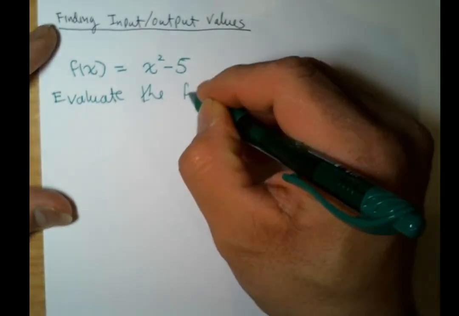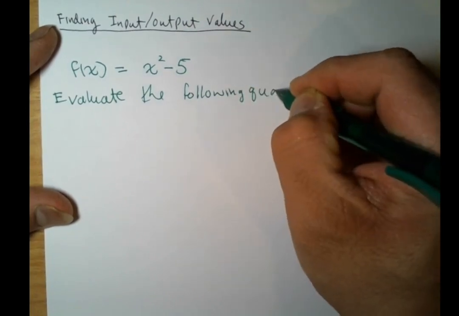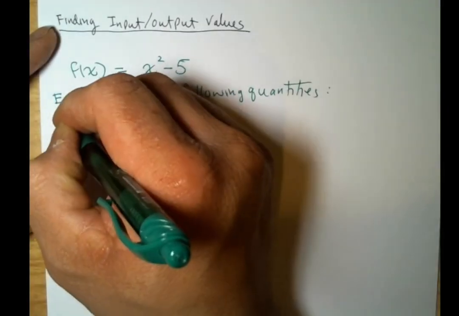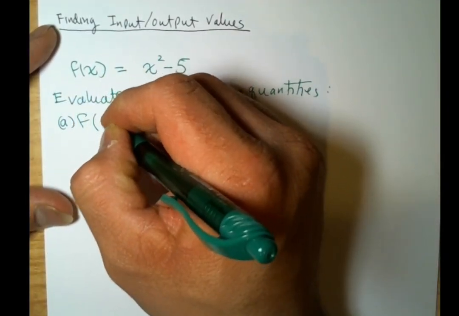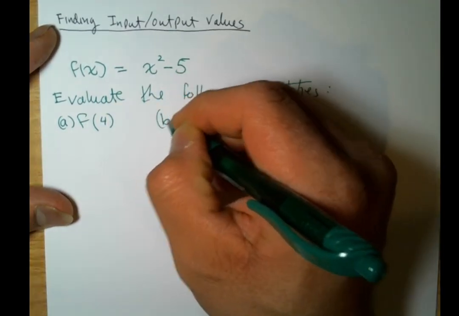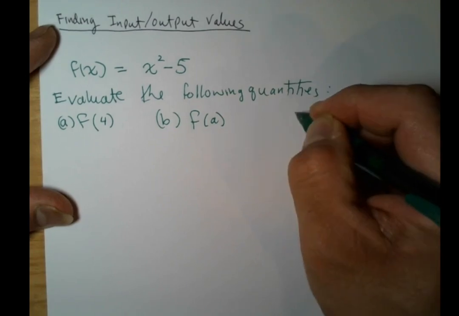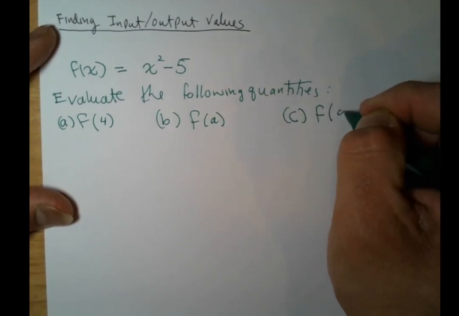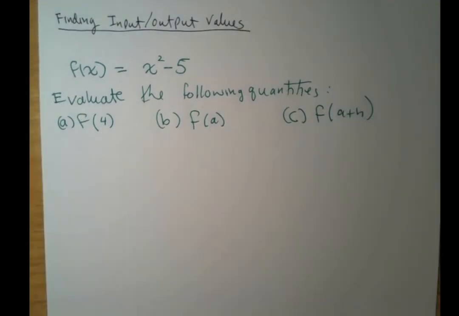Evaluate the following quantities. Let's say A, I want to find f of 4. B, I want to find f of a. And then C, we'll look at f of a plus h. All right, so let's start with A.